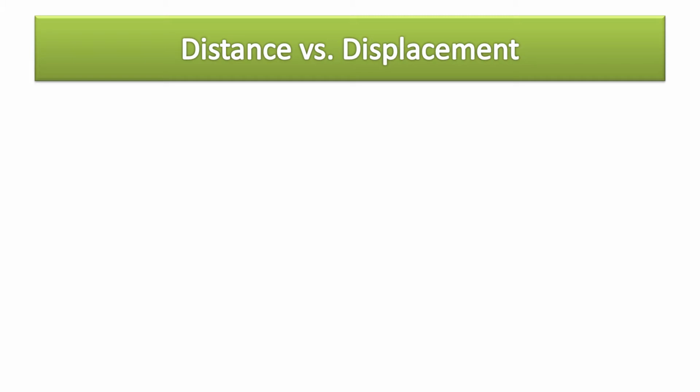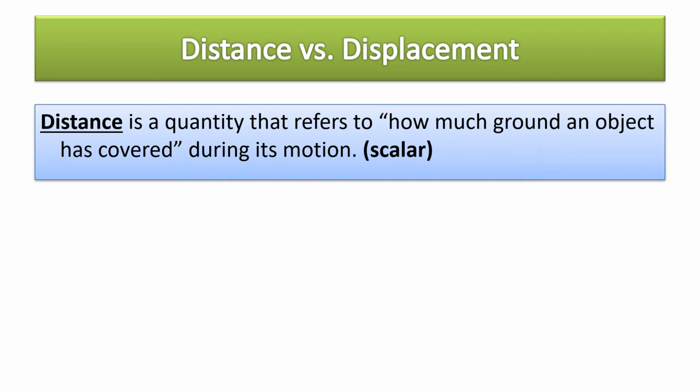So we need a better way to describe how far something goes. We need to be more precise in our language that we're using, and that's where distance and displacement come into play. So distance is a scalar quantity. It's a quantity that refers to how much ground an object has covered during its motion. So in the example I just gave, the distance that you traveled is 2 miles. You went for that 2 mile jog.